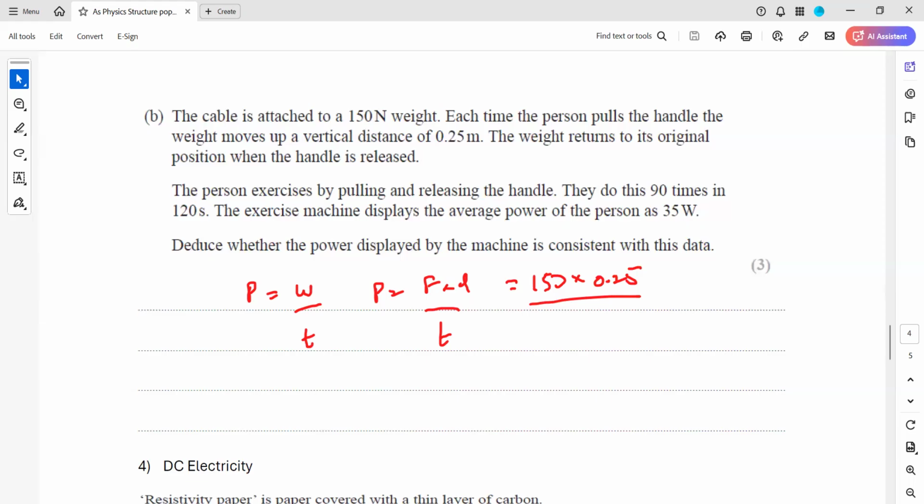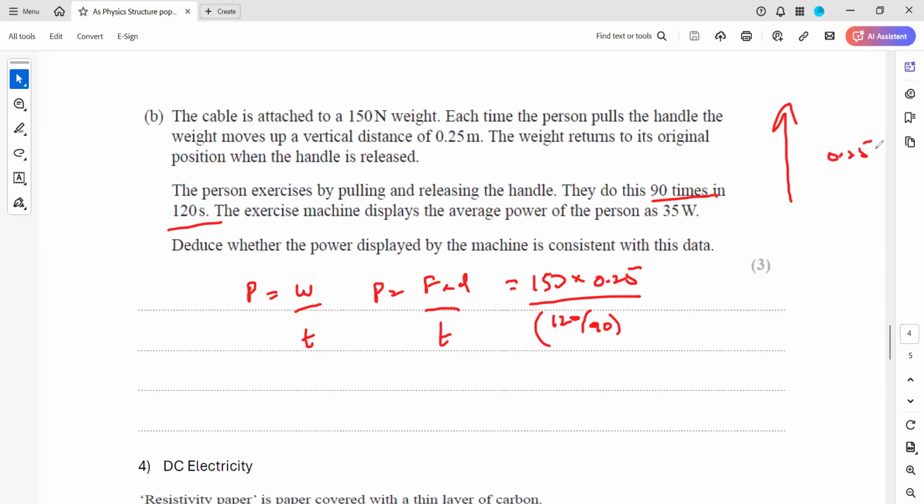And what about the time? Because he's doing 90 times in 120 seconds. So for one time, to lift it up, how much will be there? It will be 120 divided by 90. So we'll know how much time it will take to lift once.